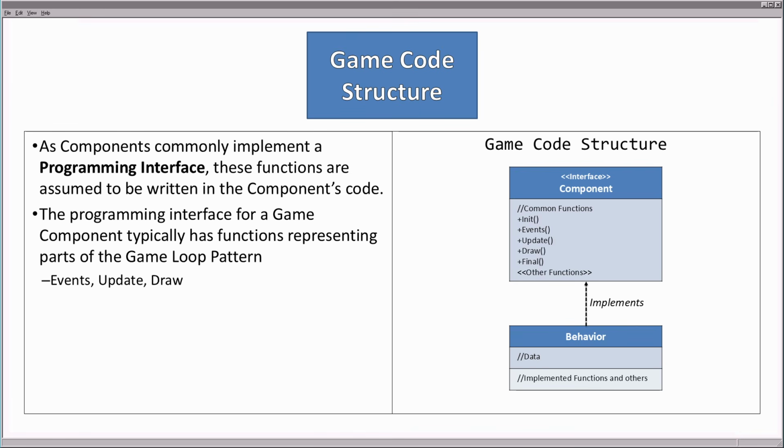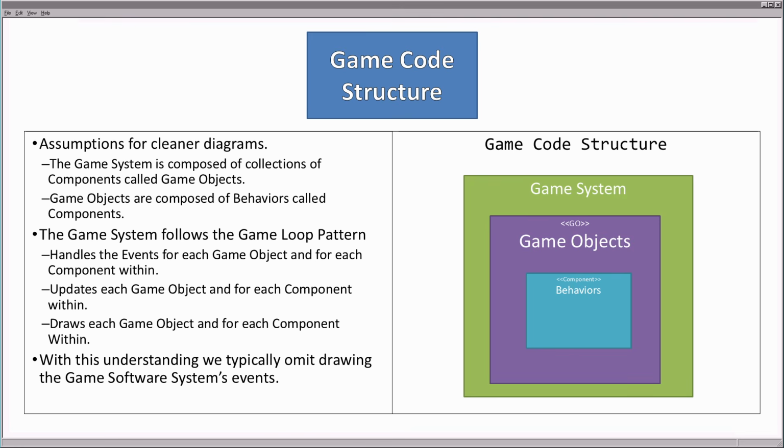As mentioned, the programming interface for a game component typically has functions representing parts of the game loop pattern. Commonly, these are called events, update, draw. We also see some more specific events such as init and final usually as well. Keeping all of these common messages in the diagrams makes for a messy design, so there are some assumptions that are made for the sake of cleaner designs.